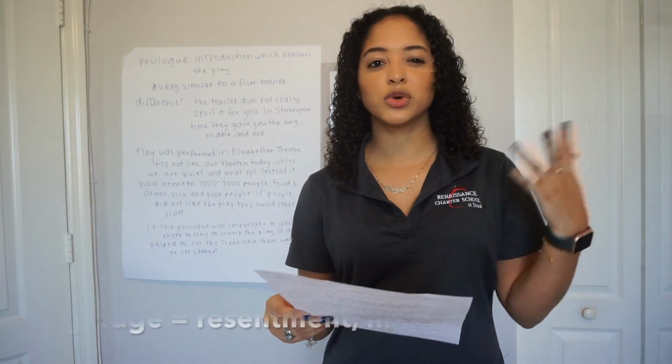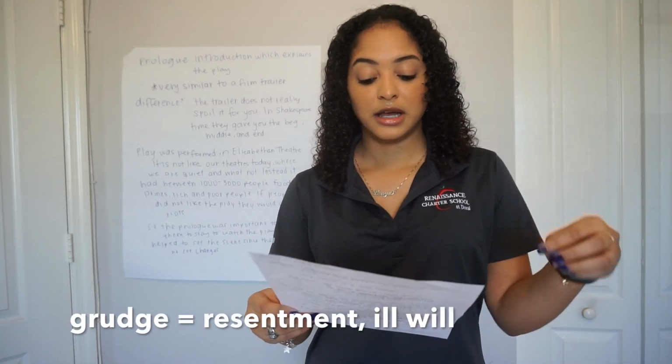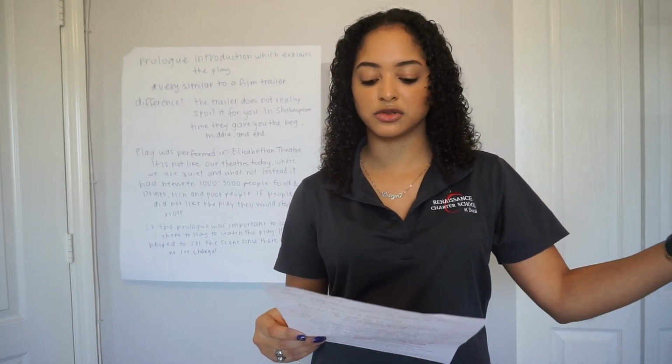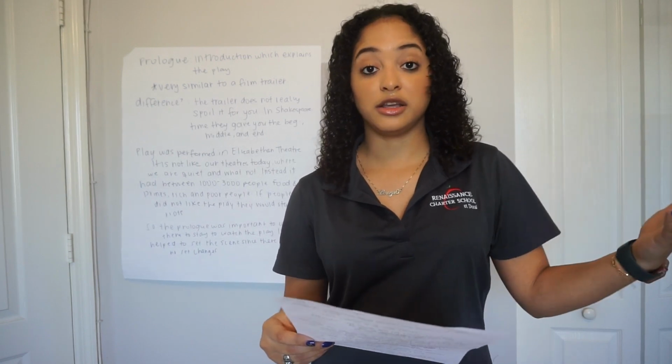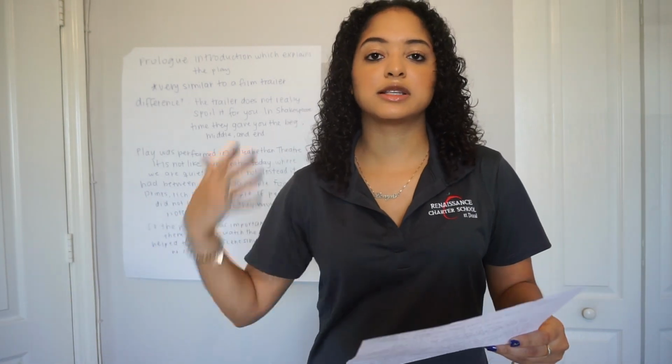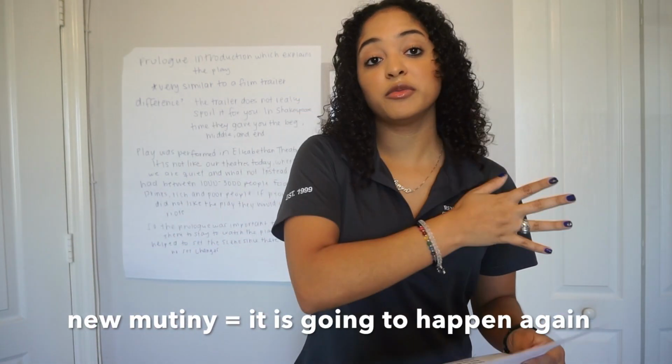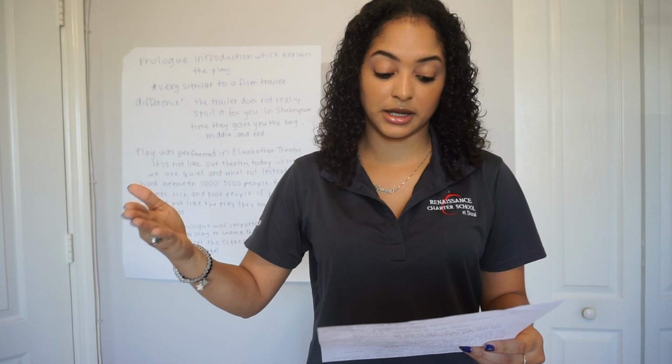"From ancient grudge break to new mutiny." What does the word grudge mean? That means resentment and ill will towards people. If it says it's an ancient grudge, that means it's very old. It's been happening for a while. So these families have been fighting for a long time. And if we say it's going to break into new mutiny, that means it's going to happen again. Although they've been fighting for a while, now it's going to happen again.